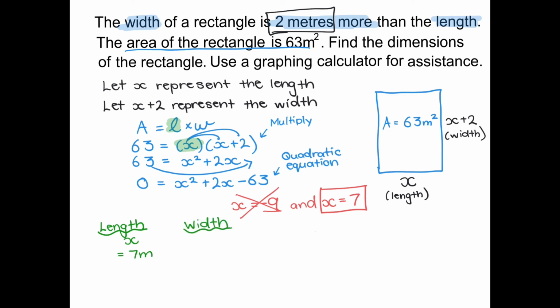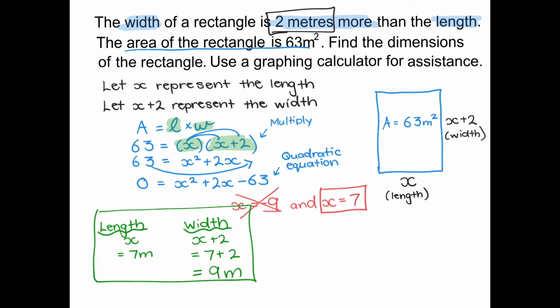Now let's write our width. Again, in our equation, the width was basically x plus 2. So let's write that down, x plus 2, and x happens to be 7, so 7 plus 2, that comes to 9 meters. So that right there is our width. So here is our answer for the length and the width.